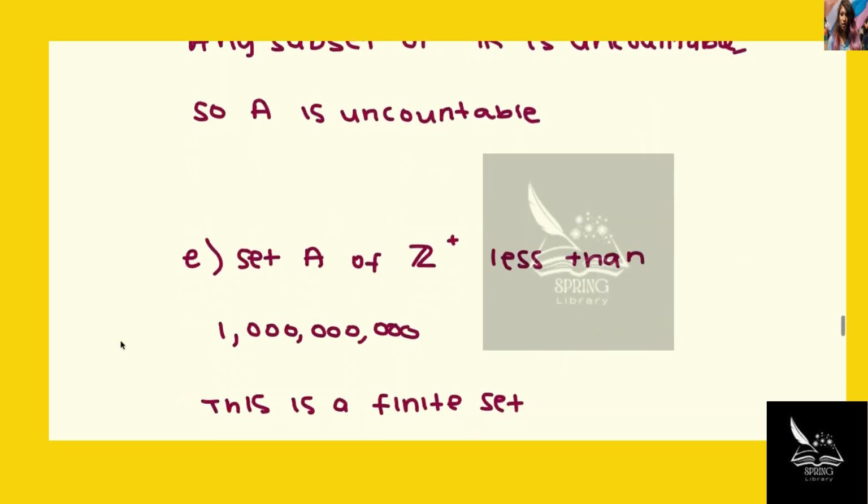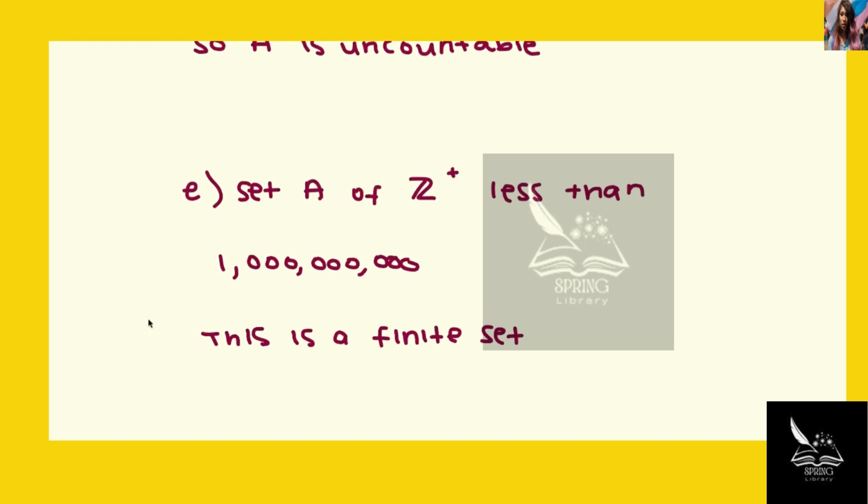For part E, we're given set A of the positive integers Z plus less than 1 billion. This is a finite set. This might be a little bit confusing because we said earlier that any subset of the integers is countably infinite. In this case, though, we're given the positive integers less than 1 billion, and if you think about that for just a second, those are definitely countable. So this is going to be a finite set.